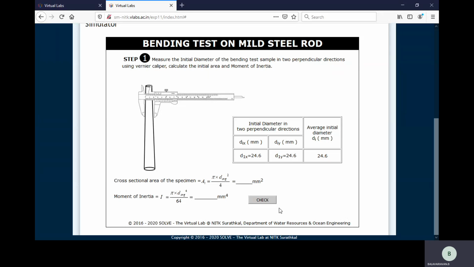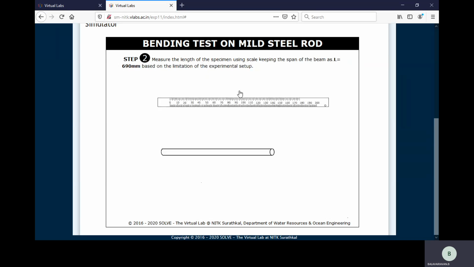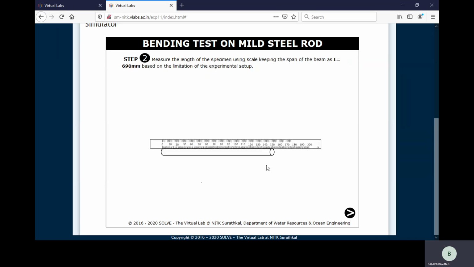The moment of inertia for a circular rod is pi by 64 into d power 4, where D is the average diameter. Now these are the values of area as well as moment of inertia. Then the next step, number 2, is to measure the length of the specimen. The length of the specimen is 690 mm.